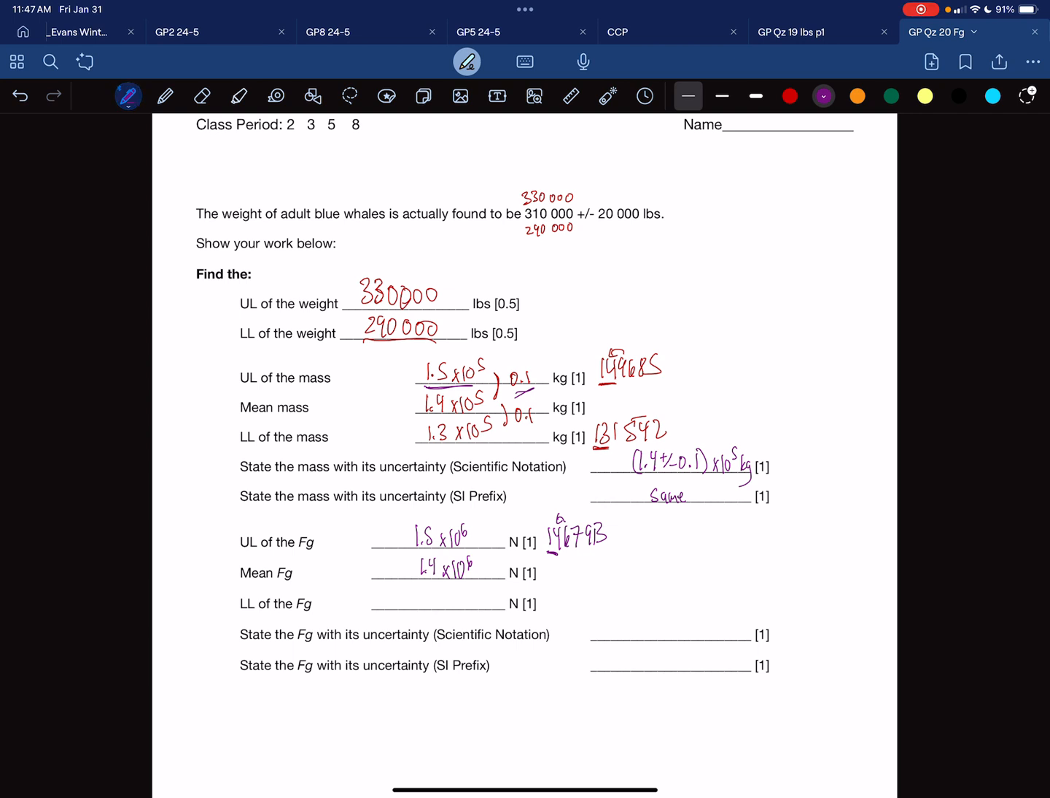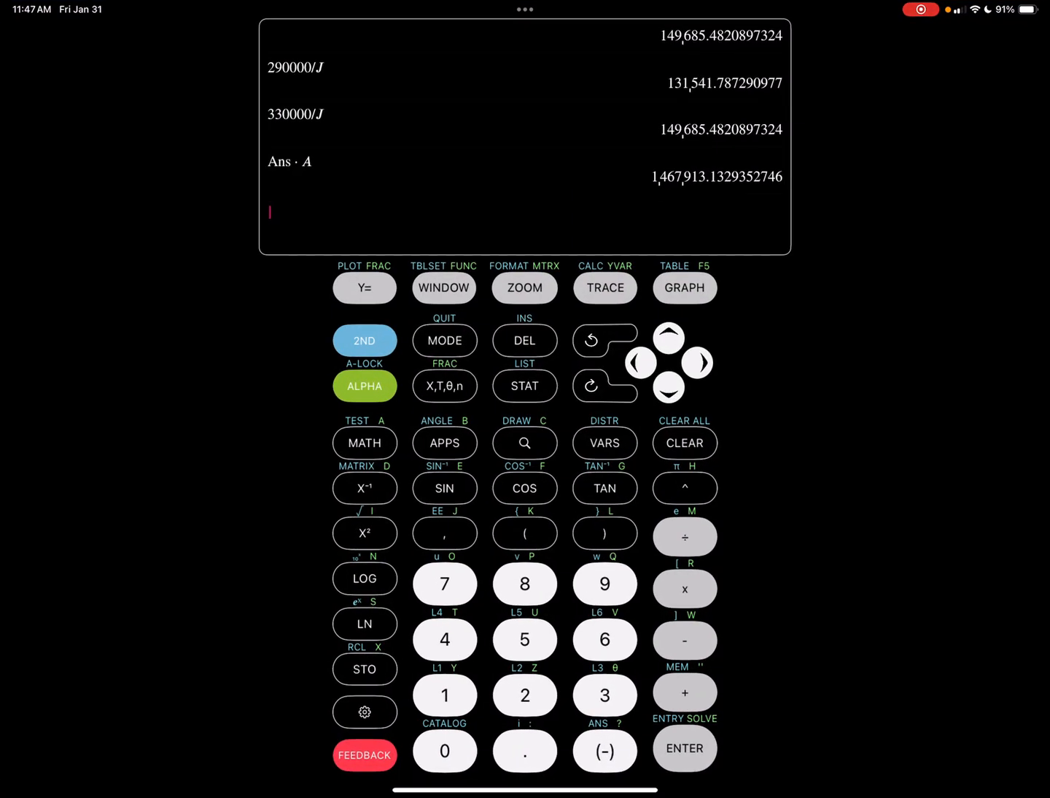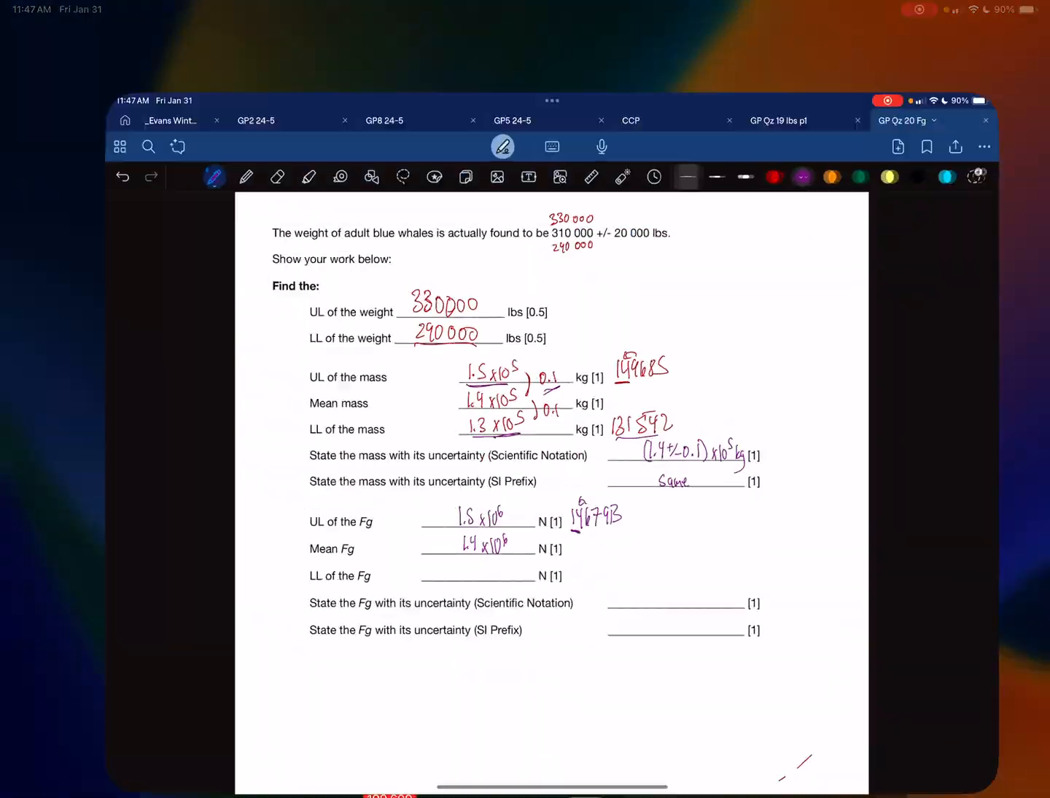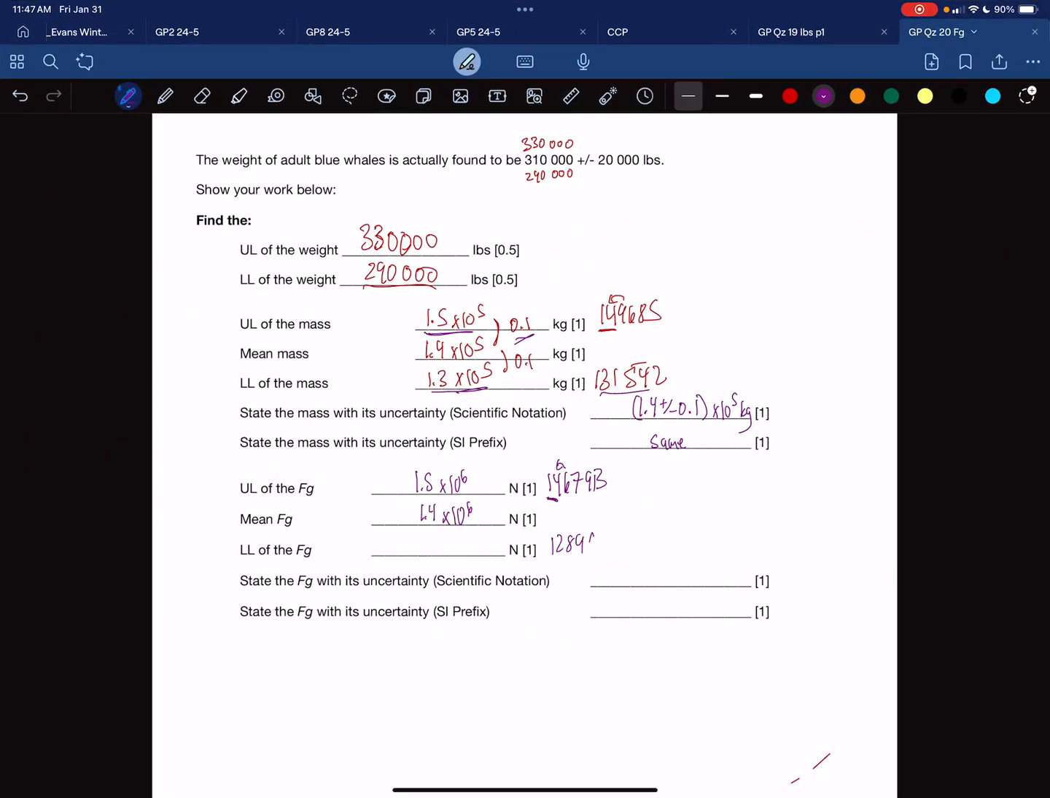And the lower limit is based off this unrounded mass for 290,000. Go back to our calculator. And we want the 290 value, so I'm going to hit second enter, second enter, second enter. It brings back the 290,000. And now I'm going to multiply by alpha A, because that's the gravity. And we get 1,128,984. To 2 digits, this becomes 1.3. So 1.3 times 10 to the 6th.